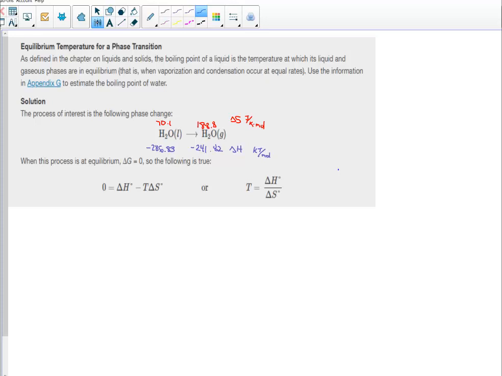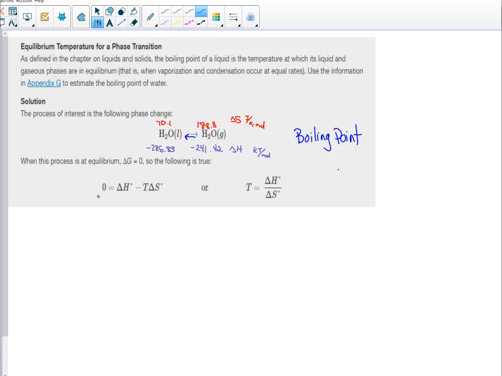Okay, so now we have an equilibrium temperature for a phase change. Let's read through this together. As defined in the chapter on liquids and solids, the boiling point of a liquid is the temperature at which the liquid and the gaseous phase are in equilibrium. So we have a forward and a reverse reaction occurring at the same rate. This is called the boiling point, where the liquid water is in dynamic equilibrium with gaseous water.